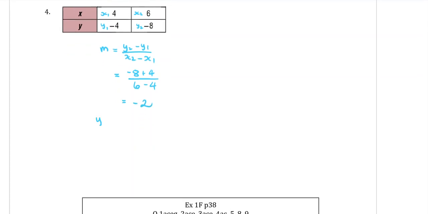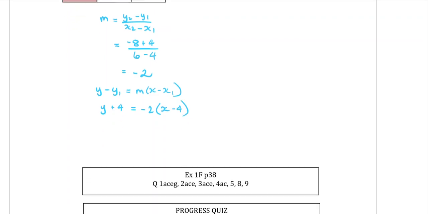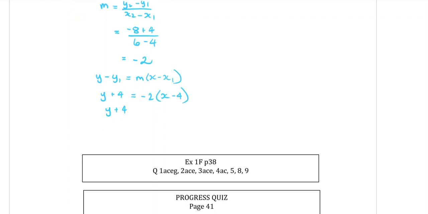Then the point gradient formula yet again, just like that. So it would be y minus minus 4, plus 4, equals minus 2, bracket x minus 4, close bracket. Expand the right-hand side, and then get the y by itself by subtracting the 4. So 8 minus 4 makes 4. So the final equation is y equals minus 2x plus 4.